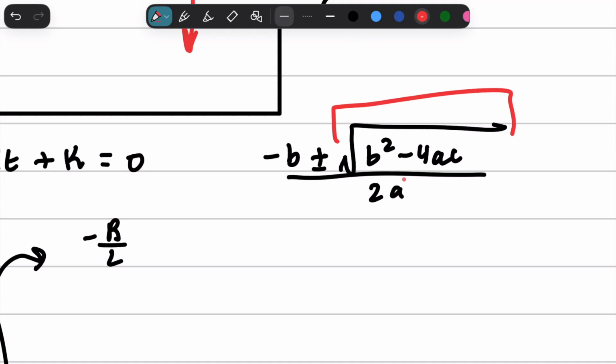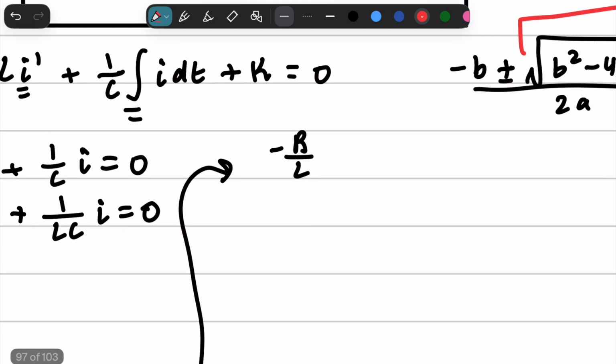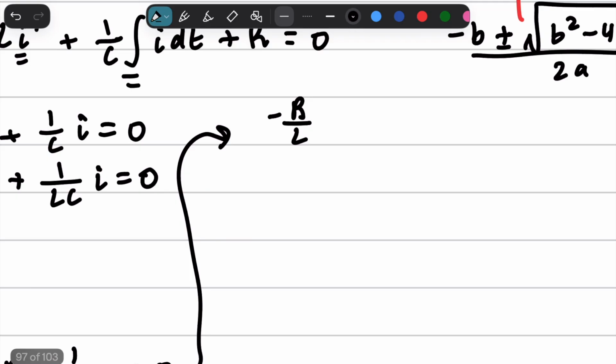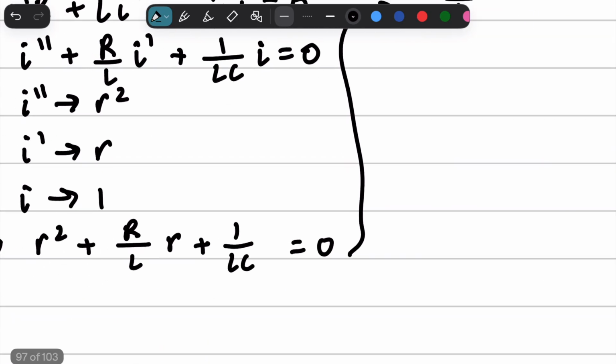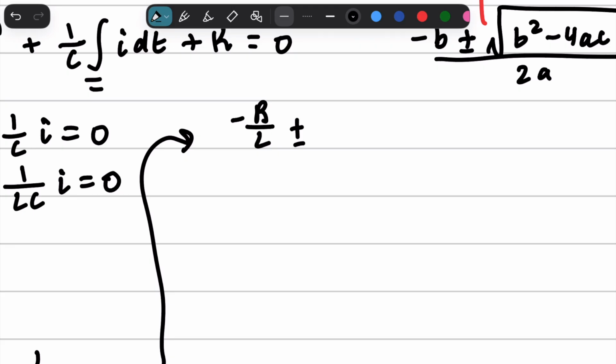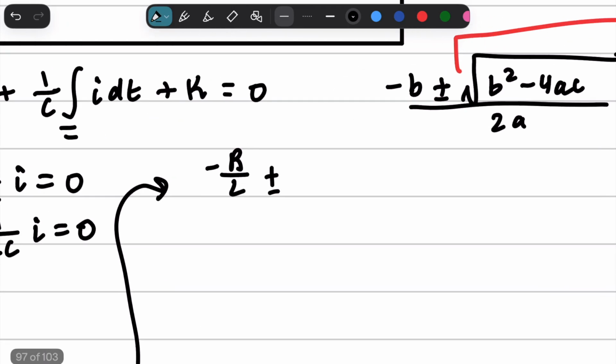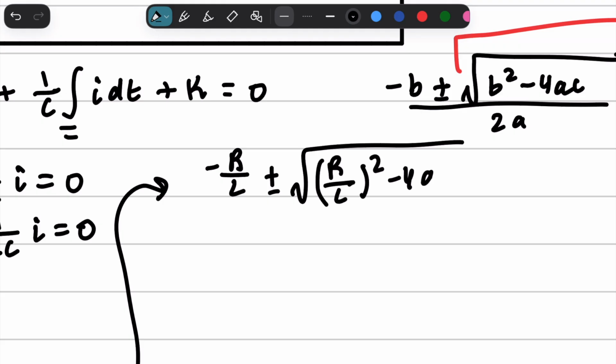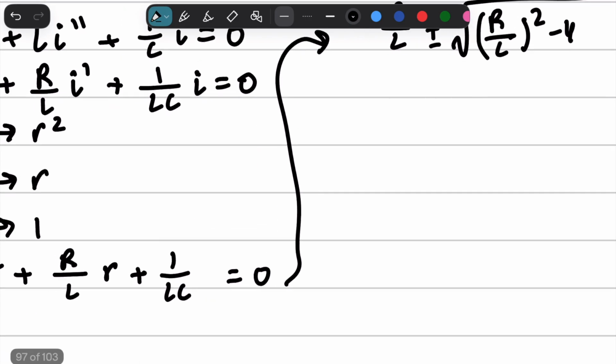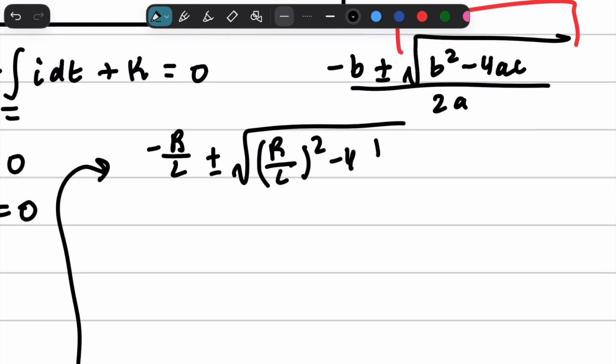This is called the discriminant, and this discriminant is going to be extremely important because, if you can remember from Algebra 2 days, this quadratic equation actually has three different scenarios, but we'll talk about that when we're finished deriving this. So we've got negative R over L, plus or minus, because R over L is our b, the square root of R over L squared minus 4ac, where the a is just 1, so I'm not going to even write it, and 1 over LC, all over 2.